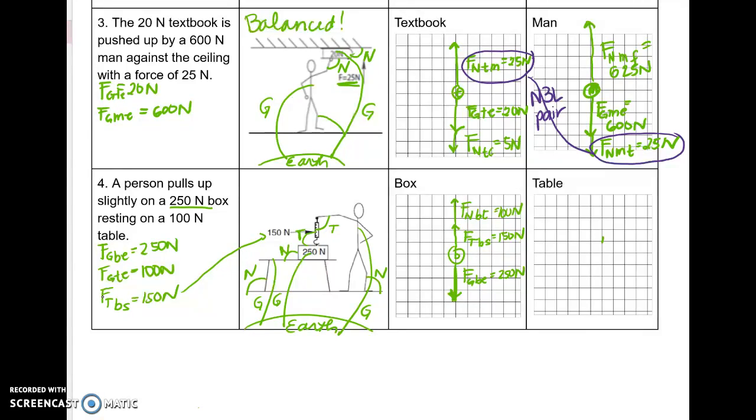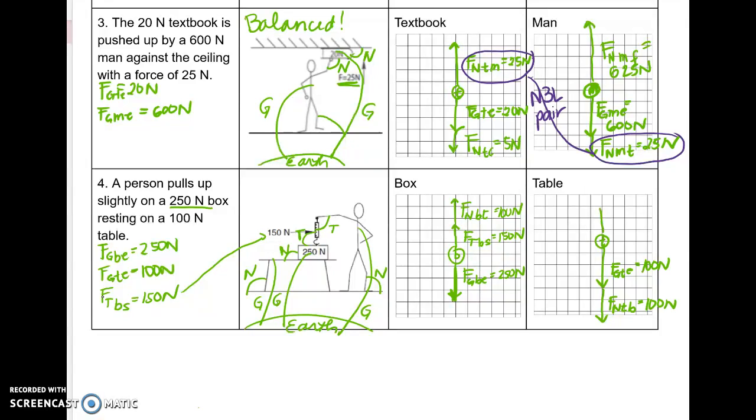Now with the table, okay, the table is being pulled to the center of the Earth, so force of gravity on the table by the Earth is happening at 100 newtons. Then it is interacting with the box down. So the normal force on the table by the box is happening at 100 newtons.